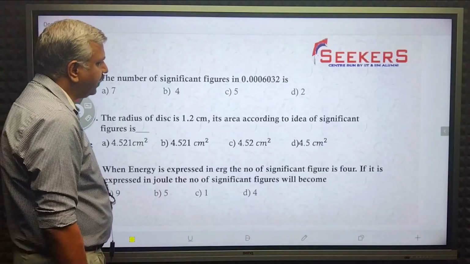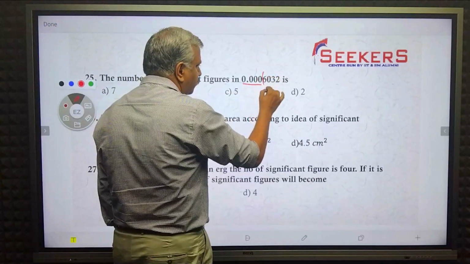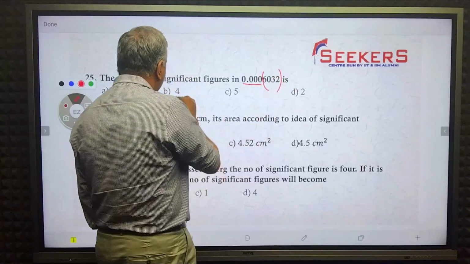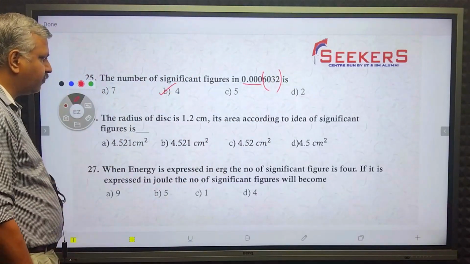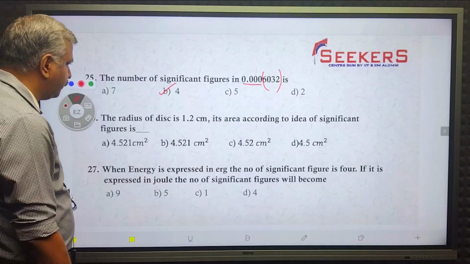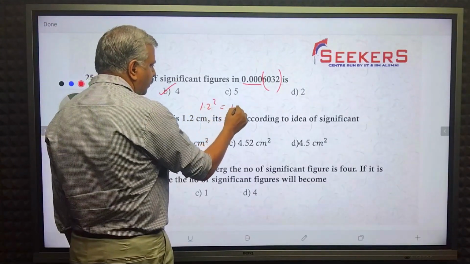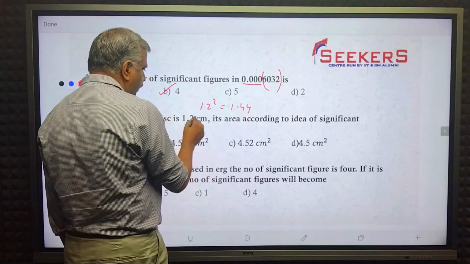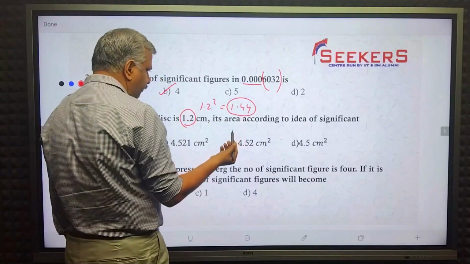The number of significant figures. So these zeros are not significant. So the rest of them are significant. So you have 4 significant figures. The radius of a disk is 1.2, its area according to the idea of significant figures. So area is going to be 1.2 squared, that will be 1.44. But here there are 2 significant figures, the answer also should be rounded to 2 significant figures.